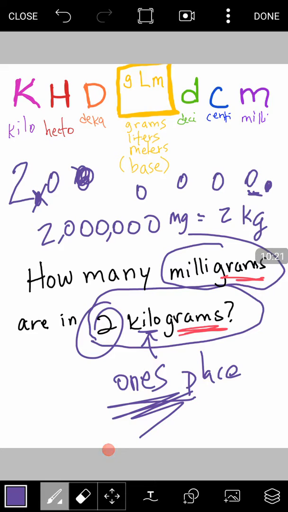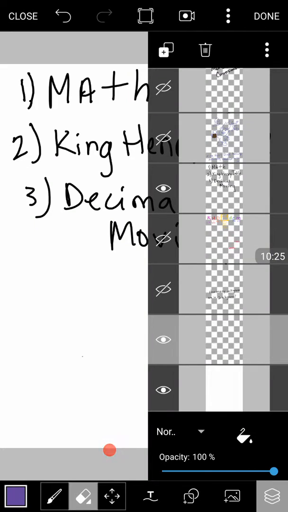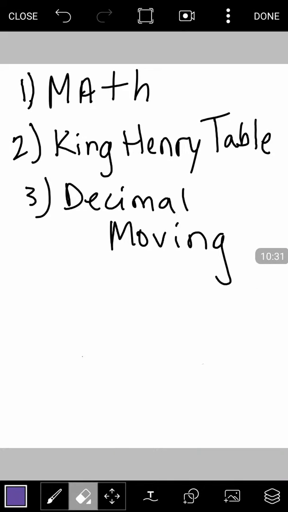Now, the third method is the easiest method. It is my favorite method. It is the method that I use the most. And if you learn how to do your math and you learn the King Henry table, then you can use the third method. You just want to make sure that you understand the background on stuff before you start abusing shortcuts. The third method I call decimal moving. We basically just did that. We're just going to do it outside of the table.